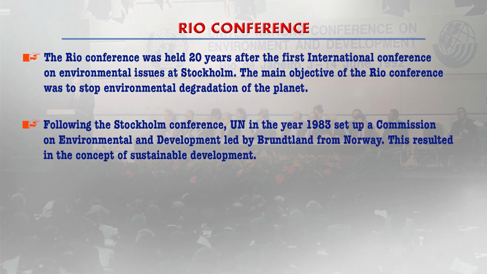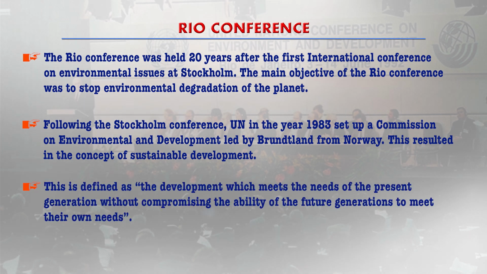One of the most important things following the Stockholm Conference was that the UN in the year 1983 set up a commission on environment and development, and this was led by Brundtland from Norway. And this commission made a very, very important contribution. They gave the concept of sustainable development. Now, what is sustainable development? It is the development which meets the needs of the present generation without compromising the ability of future generations to meet their own needs. This formed the basis of the concept of sustainable development.